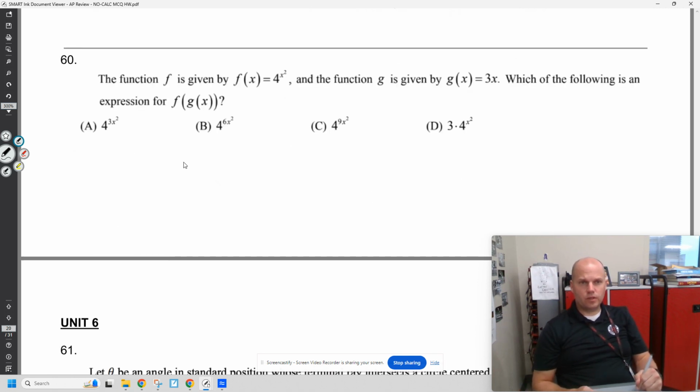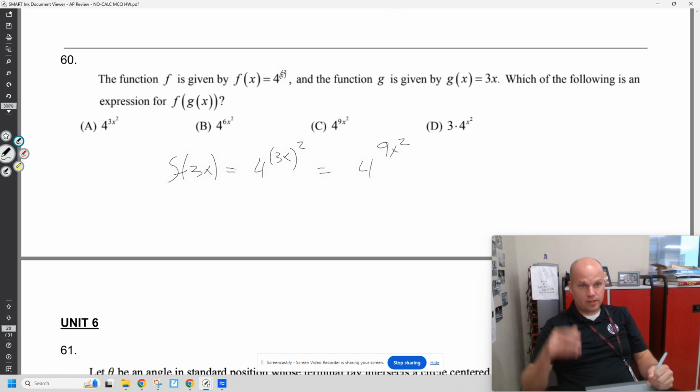Okay, same thing, only it's f of g of x, which is f of 3x. Wherever I see x in f, I will replace it with 3x, which turns into 9x squared, 3x times 3x. All right, that's unit 5.